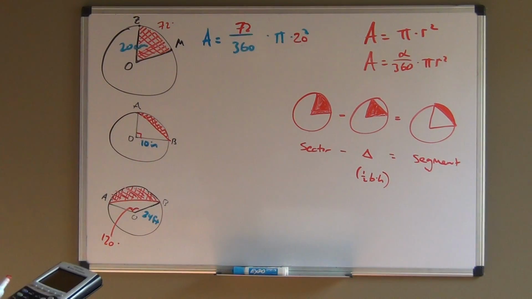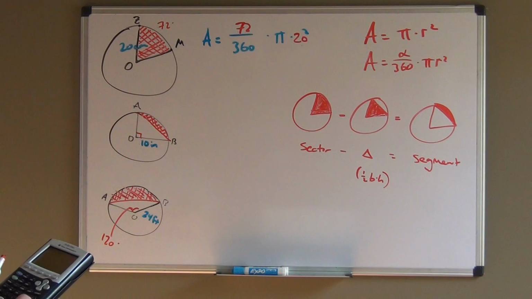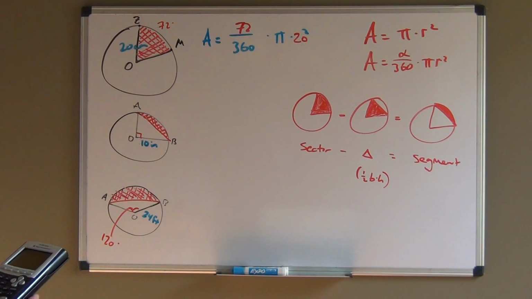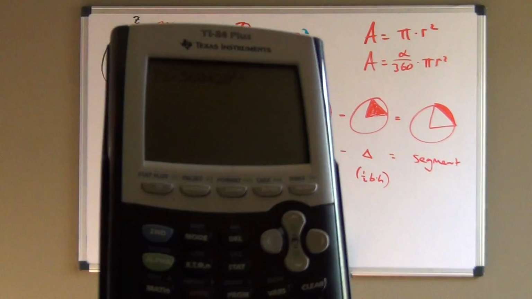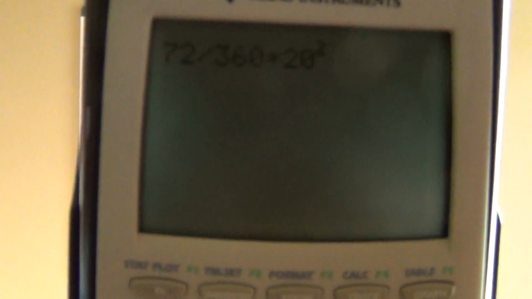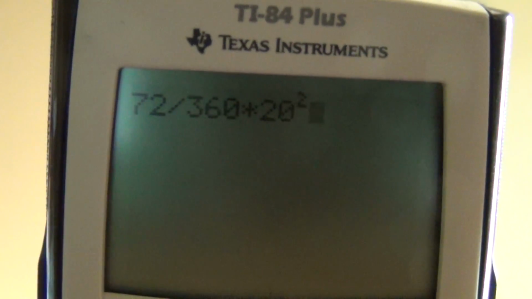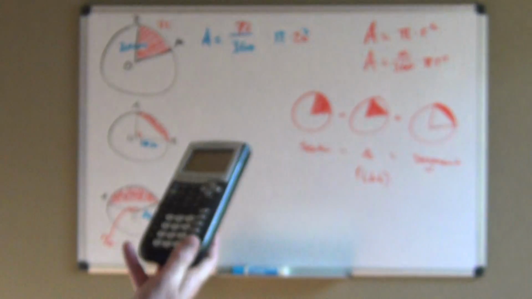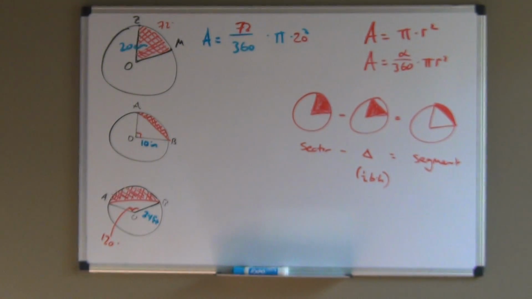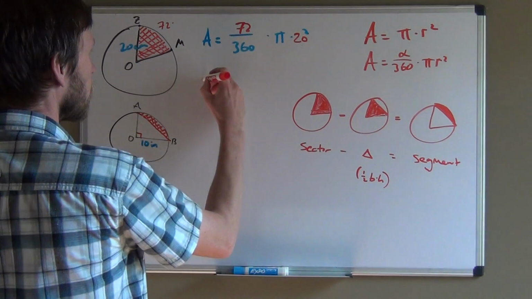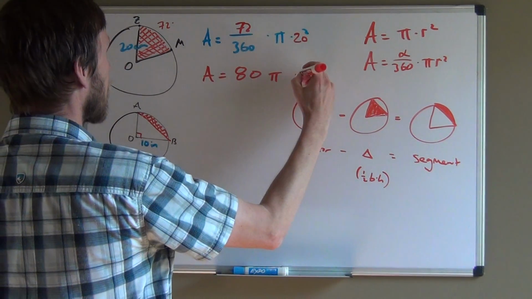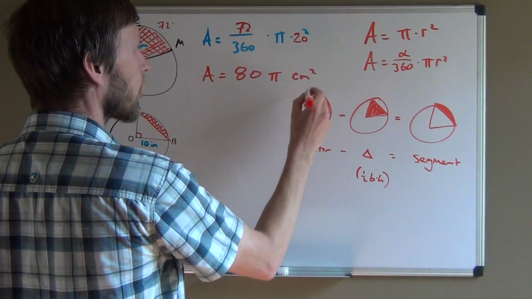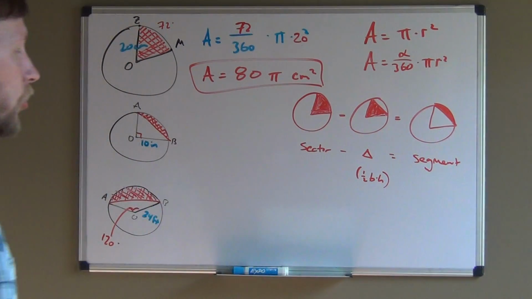And so if we are using our calculators to do that multiplication, we essentially are going to multiply 72 divided by 360 times 20 squared. All right? And then that will give us the total area of that sector, which in this case is 80 pi, and again our units are squared centimeters, centimeter squared.